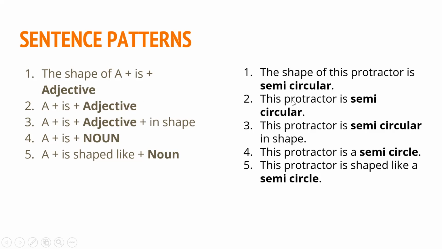And then the second one, A plus is plus adjective. For example, this protractor or a protractor is semicircular. Number 3, A plus is plus adjective plus in shape. This protractor is semicircular in shape.